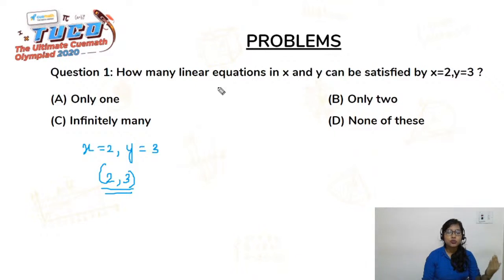Definitely I cannot say it is just one or just two, but it is going to be infinitely many because through one point you can have infinitely many lines. Let me show you. So this is a point.